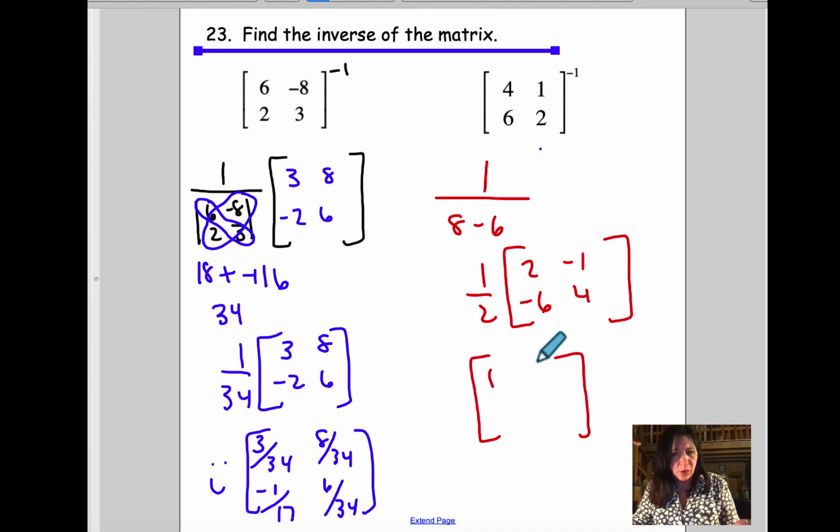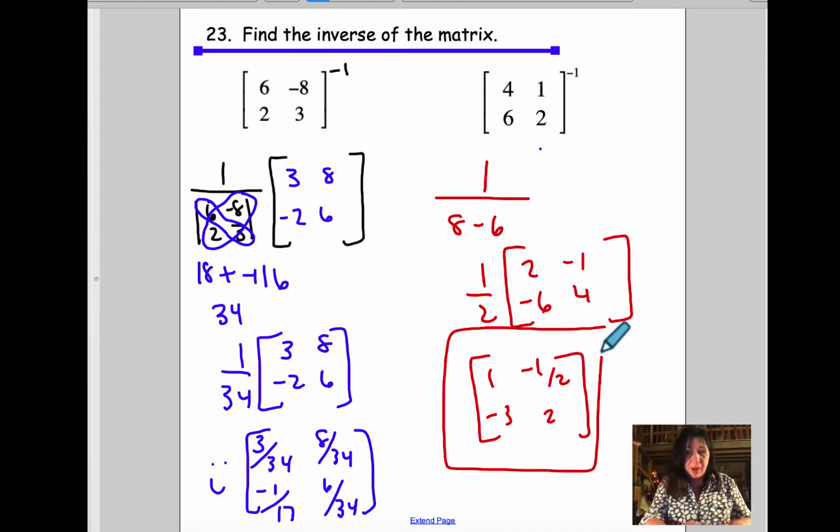And so I'm going to get 1/2 of 2, which is 1. I'm going to get 1/2 times negative 1, which is negative 1/2. I'm going to get 1/2 of negative 6, which is negative 3. And I'm going to get 1/2 of 4, which is 2. That's my answer. And then I would absolutely check my work.